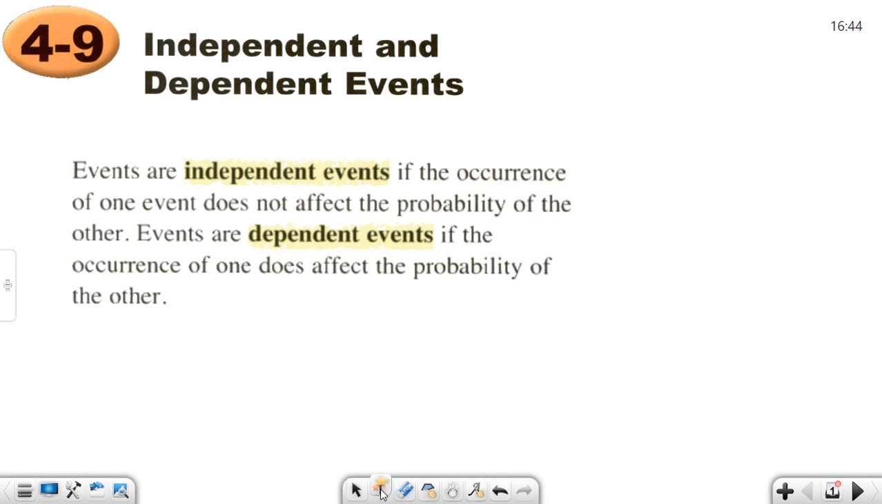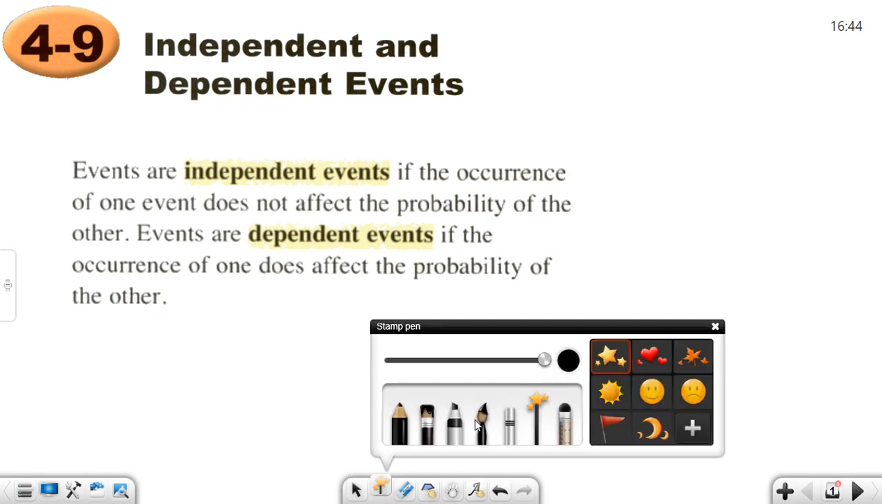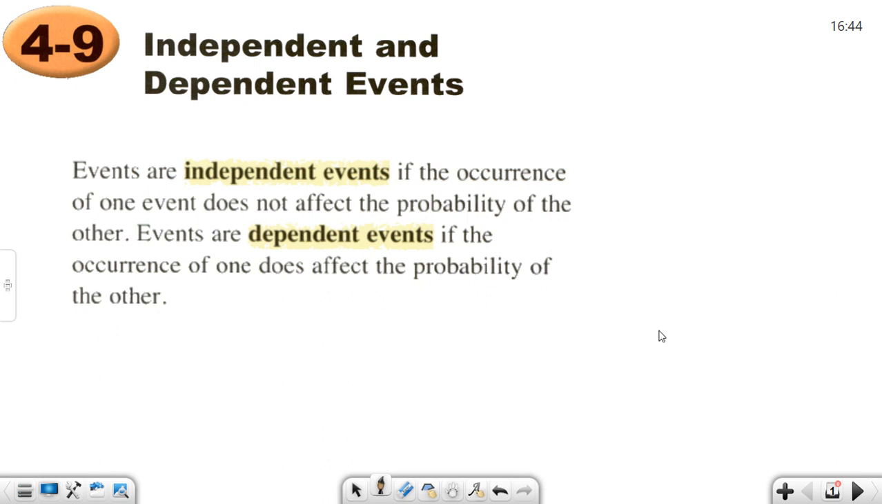For independent and dependent events. When we talk about independent and dependent events, we are doing two or more experiments, and if they affect each other, we call it dependent events. If the first experiment doesn't affect the second one, we call it independent. So there is no effect on the probability.